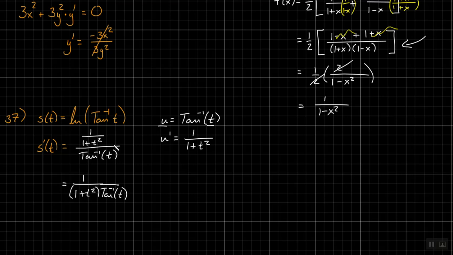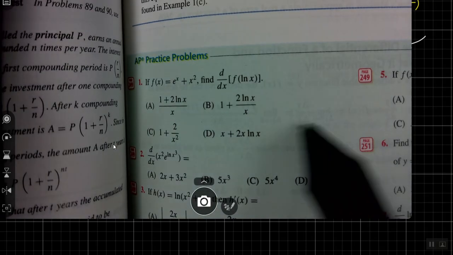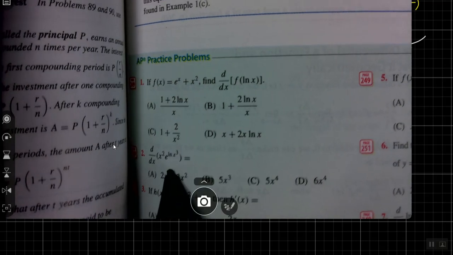Number 2, what did you guys get for the derivative of x squared times e to the natural log of x cubed? Grosser than it looks, or easier than it looks. It looks really awful. Charlie. As I'm looking at this expression, oh, and you can't see it. Sorry, I said I wasn't going to do this. There's something awesome that happens here. What's the derivative of e?